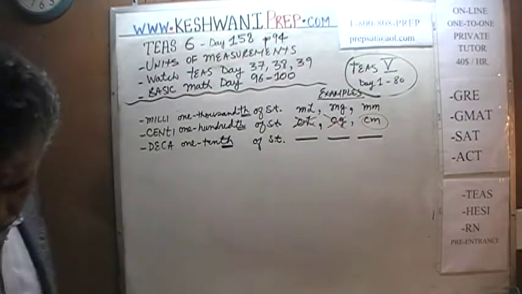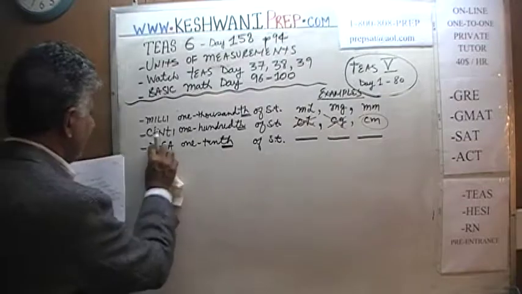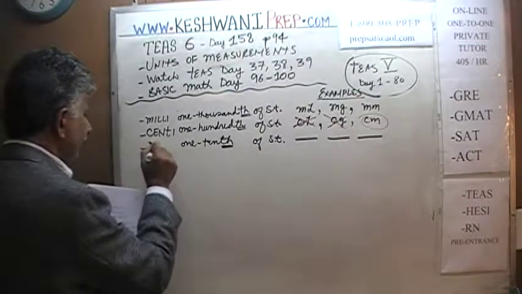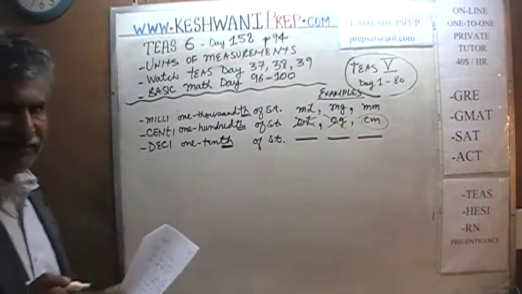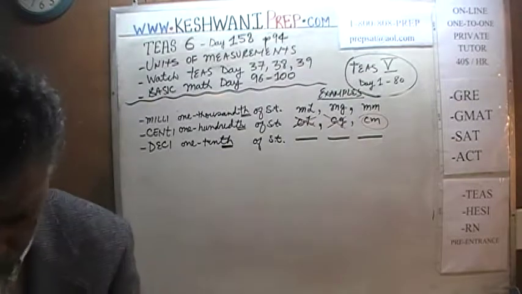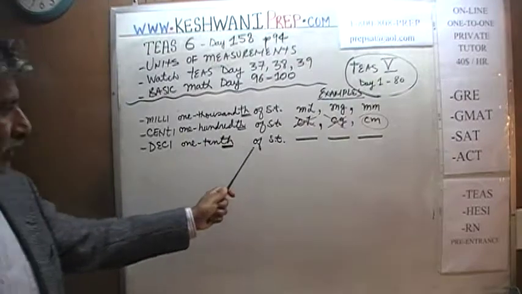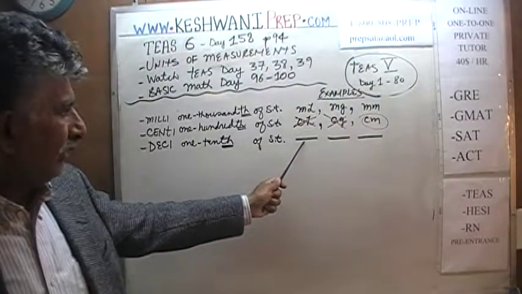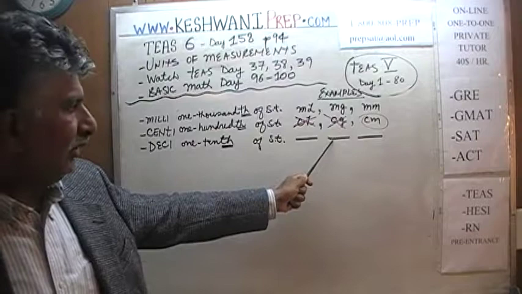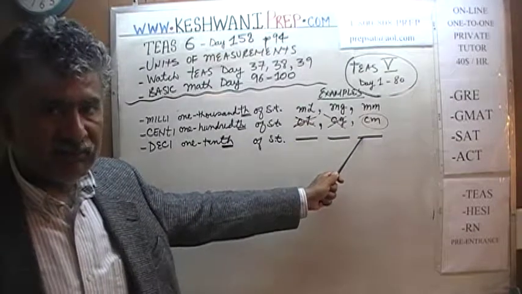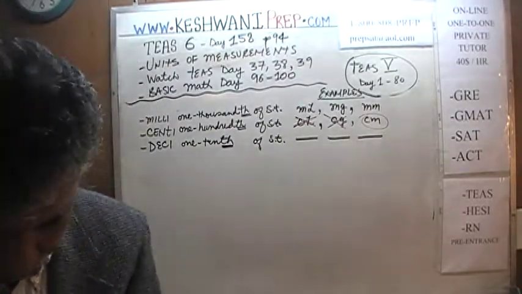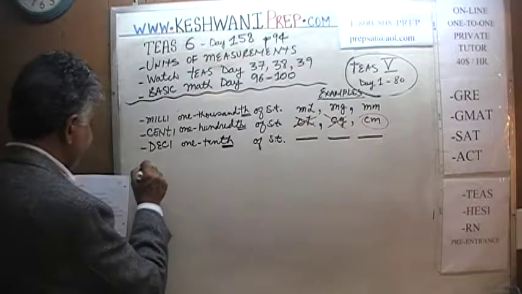I made a mistake. Deca does not mean 1/10. Deca means 10 times. This is deci I'm talking about. The prefix is deci. Deci means 1/10. You will not hear about deciliter, decigram, or decimeter. It simply is not talked about. Let's move on.